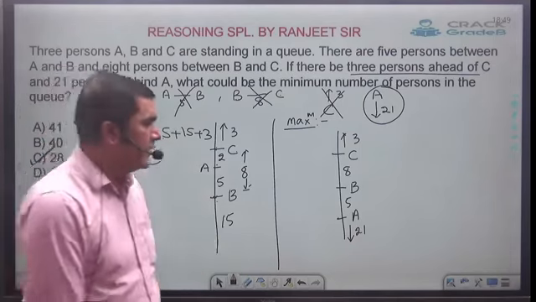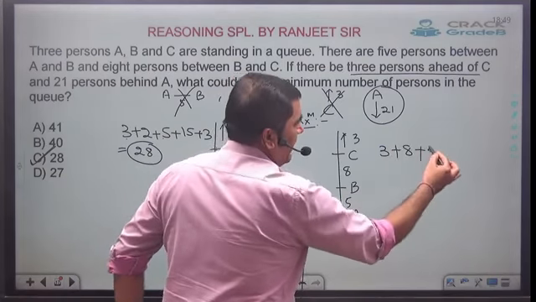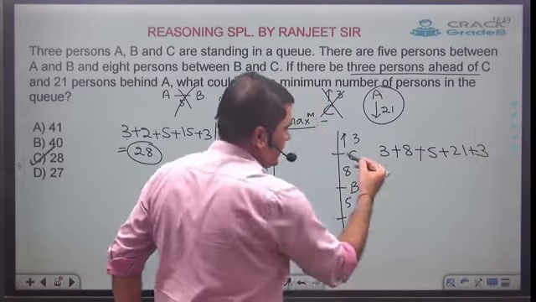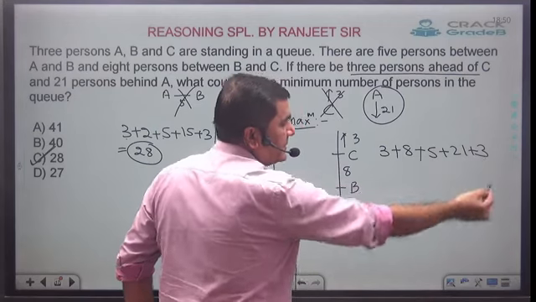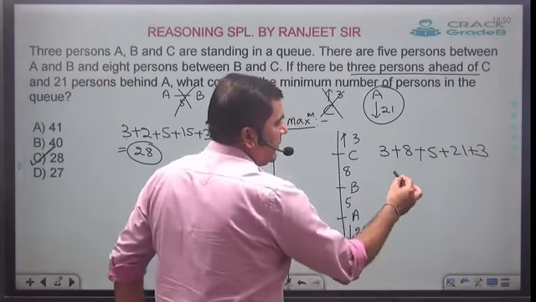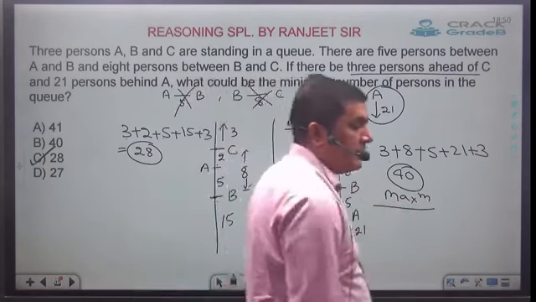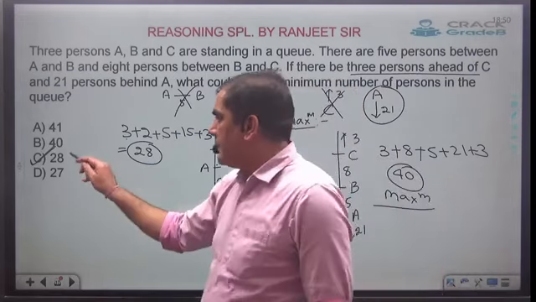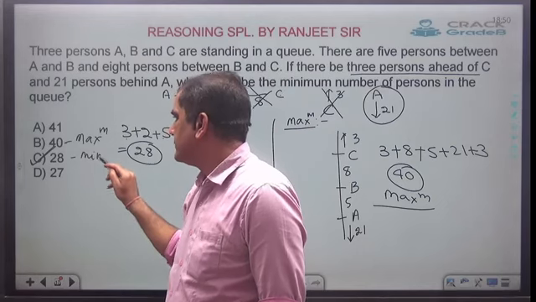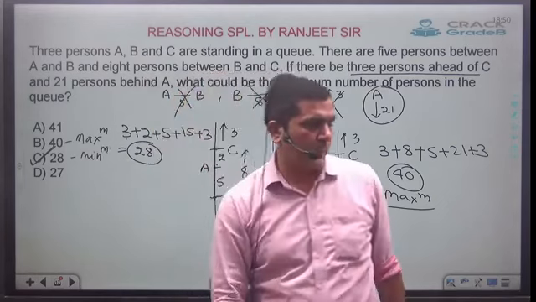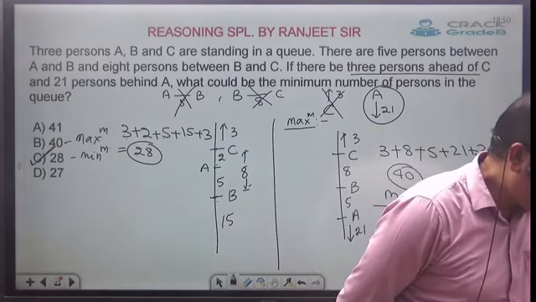Most important part. So here the total comes out to be what? 3 plus 8 plus 5 plus 21 plus 3 for A, B, C. It comes out to be 11. 11 plus 8 is 16. 16 plus 3 is 19. And 19 plus 21 comes out to be 40. So the maximum comes out to be 40. So here, this is the maximum and this is the minimum. A beautiful question. Full of concepts. Clear?